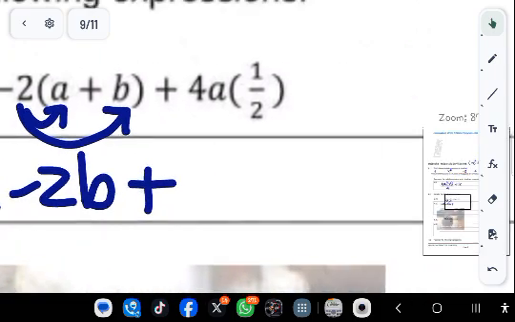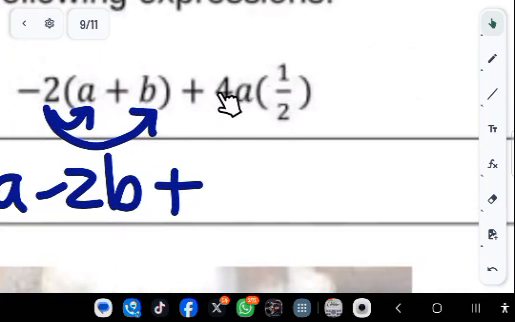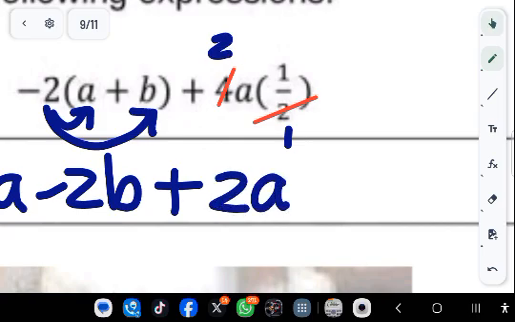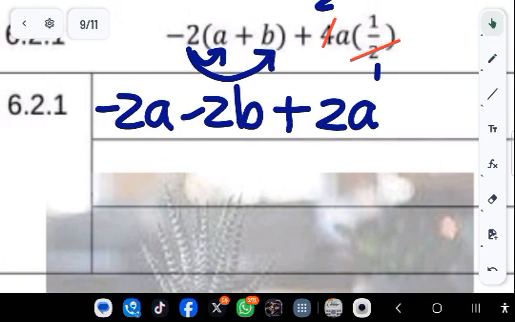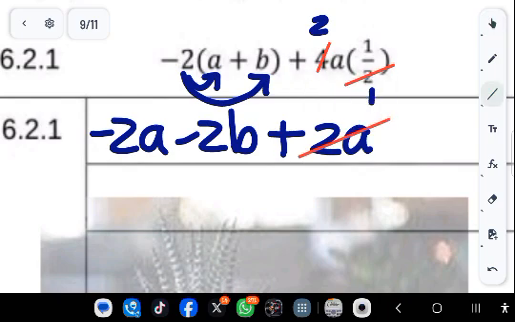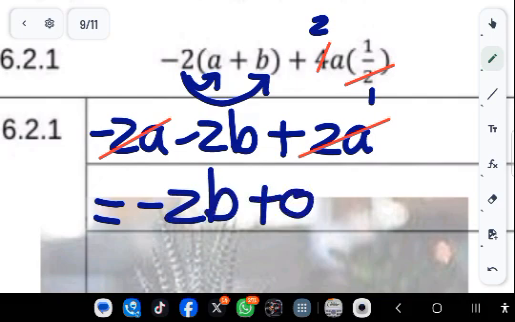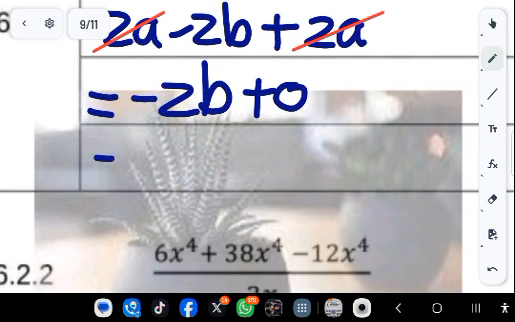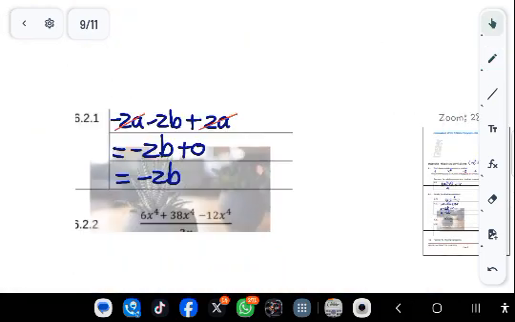Plus, what you do now is you go 4 times half, that is everything divided by 2. 4 divided by 2 is 2. 2 goes into 2 once and into 4 twice. So that will be 2a that we get left with over there. Now what we do is we add 2a minus 2a, that gives us 0. So we end up with minus 2b plus 0, which is equal to simply negative 2b. And that's how you simplify that.